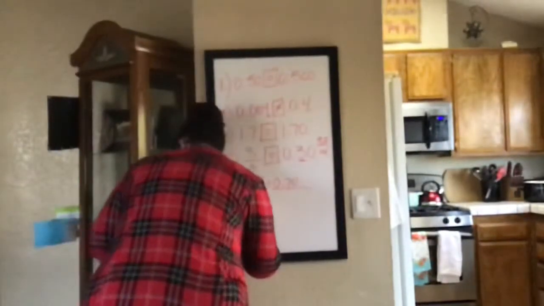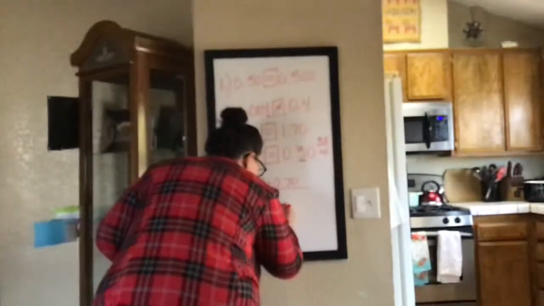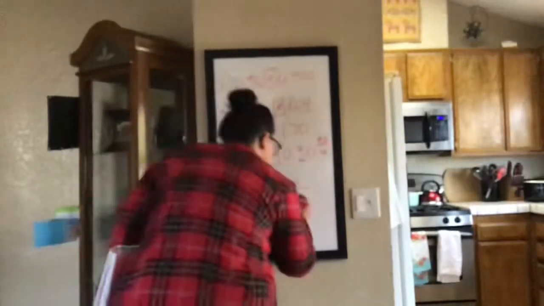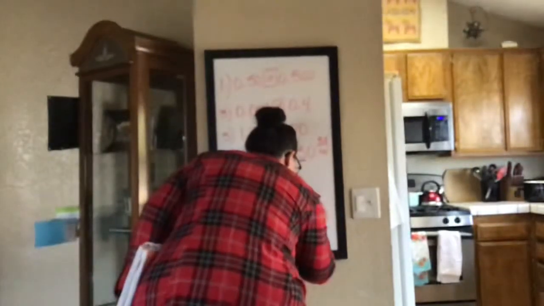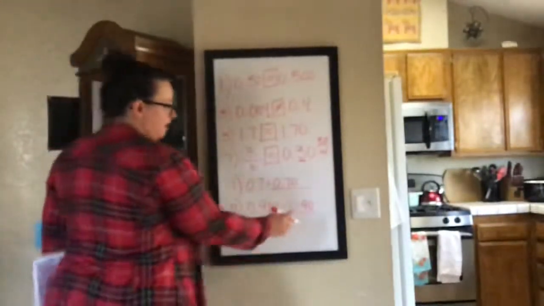Number 11 is 0.900. They want it in hundredths. Where is it now? It's in thousandths. So this one, I'm just taking away a 0 to make it be in hundredths.